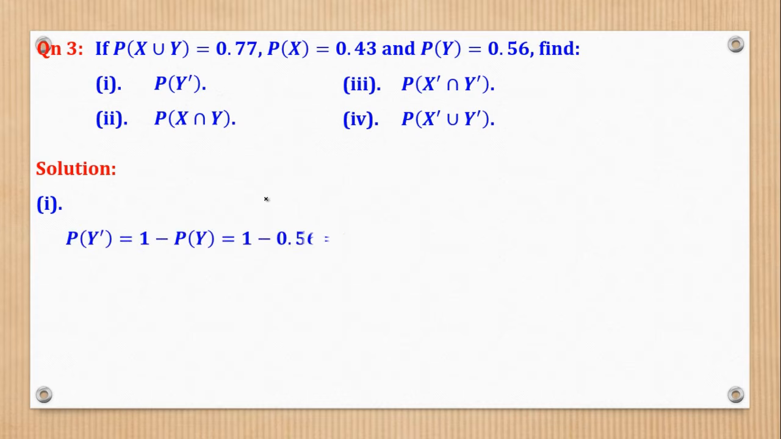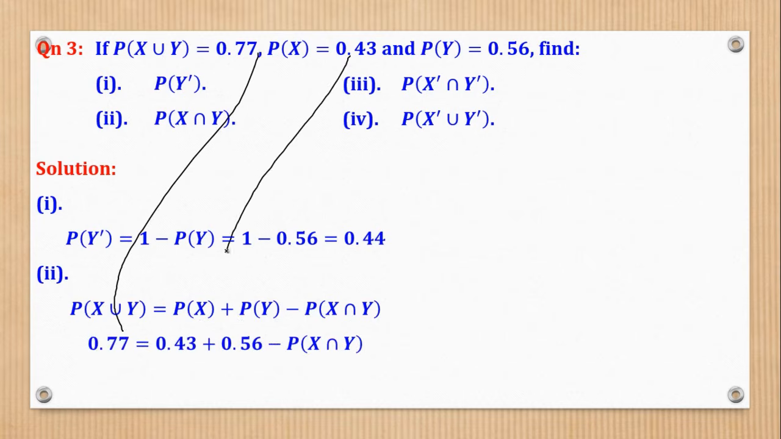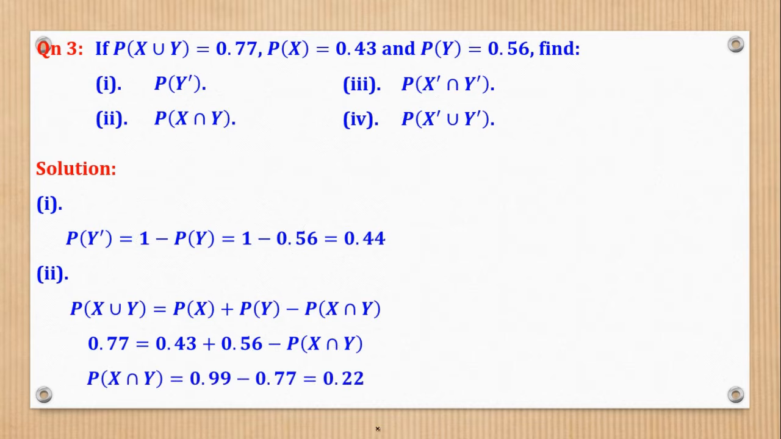So in Roman 1, Y complement is the same procedure, 1 minus probability of Y, which gives you 0.44. Then for Roman 2, X intersection Y. So first of all, the good thing in the question, we are given probability of X union Y. So when I expand this, I'll come up with probability of X plus probability of Y minus probability of X intersection Y. So I'm going to substitute for this union and also for this probability of X and for this probability of Y. I remain with this as the only unknown. So I have to look for a way of making it the subject. And the answer will be 0.22.